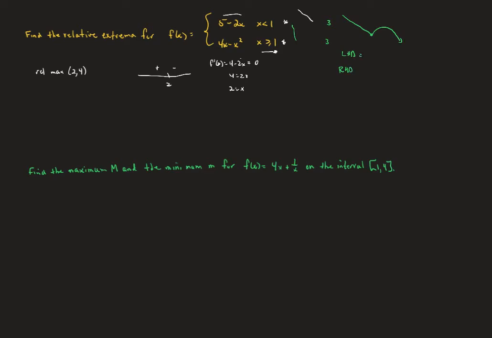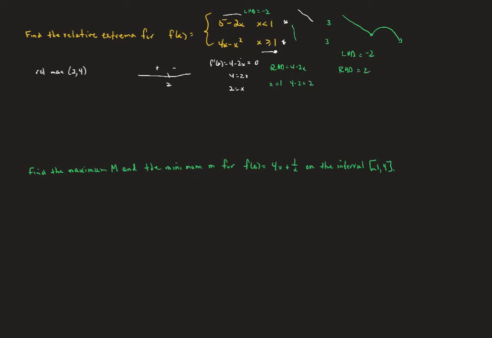So at x equals 1, the left-hand derivative is the derivative here. The left-hand derivative is going to be a negative 2 all the time, no matter what you plug in for x. The right-hand derivative is going to be, as we said, 4 minus 2x. And so at x equals 1, that's going to be 4 minus 2 times 1 is 2, a positive 2.